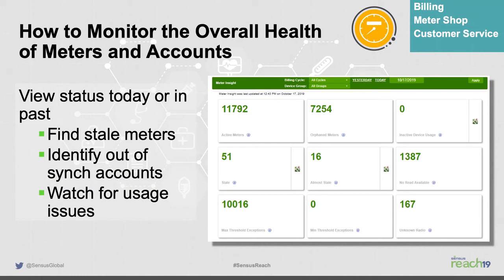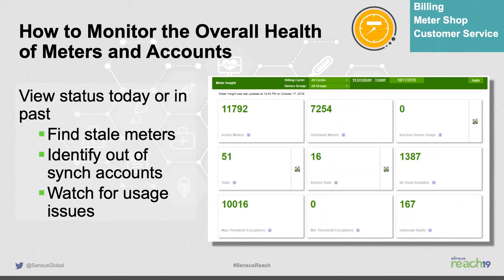Another example is identifying accounts that are out of sync. So this is where you have meter data coming in from the head end, but you don't have a match on the account information from the billing system. So then that's also going to prevent you from billing on that account. And so you have to rectify that issue.